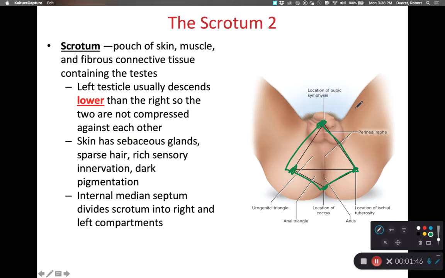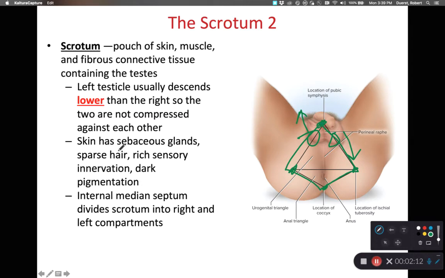Usually, generally speaking, the left testicle is going to descend lower than the right testicle. And this is a very important structural adaptation. When a male presses his thighs together, he doesn't want his testicles to be crushed against each other. So because we have the left testicle hanging down lower and the right testicle being superiorly elevated to the left testicle, they are less likely to crush against each other.